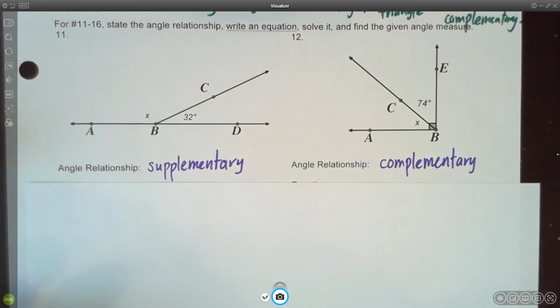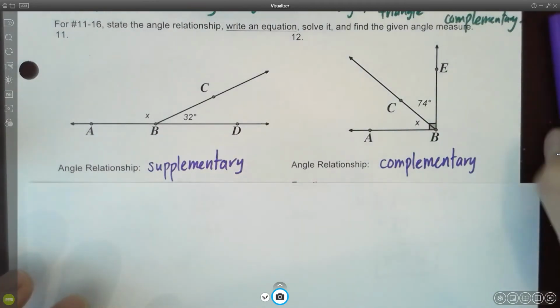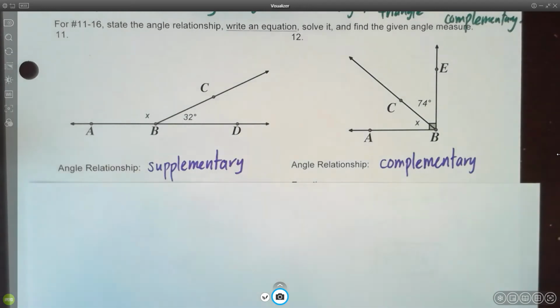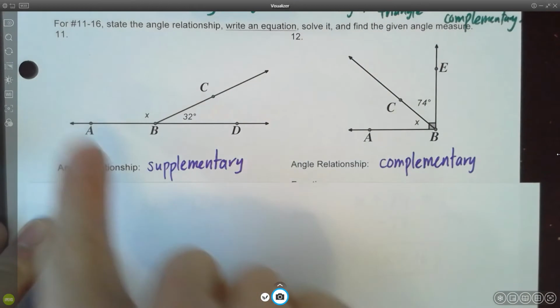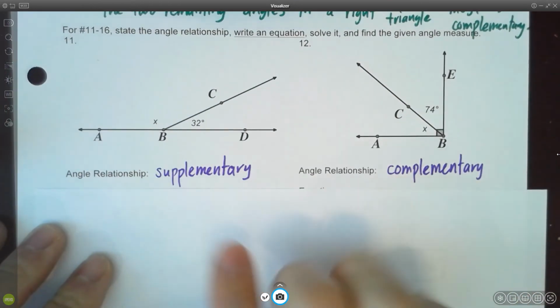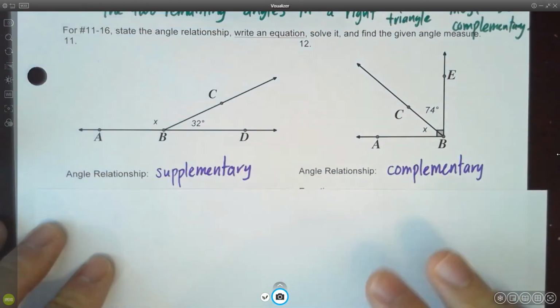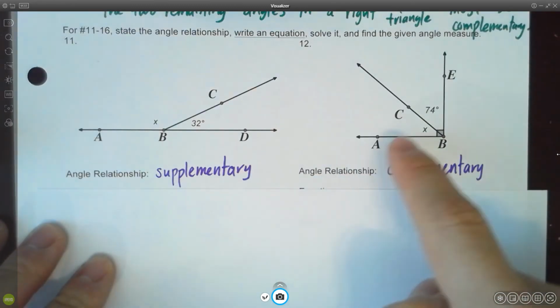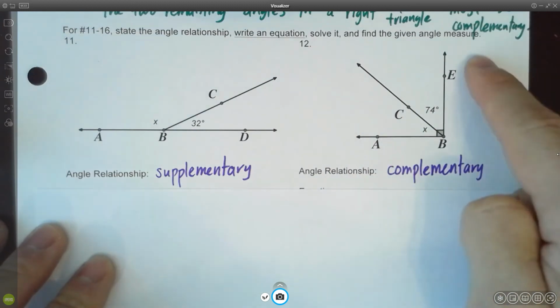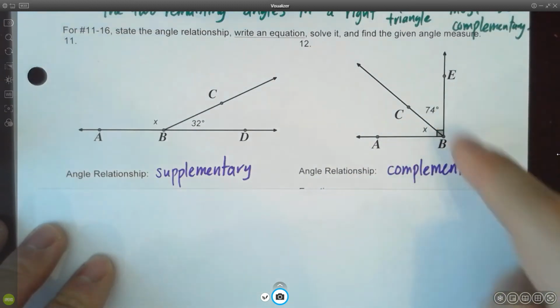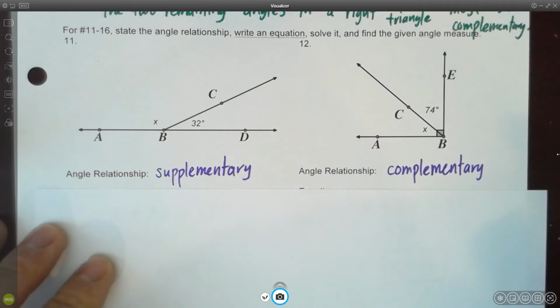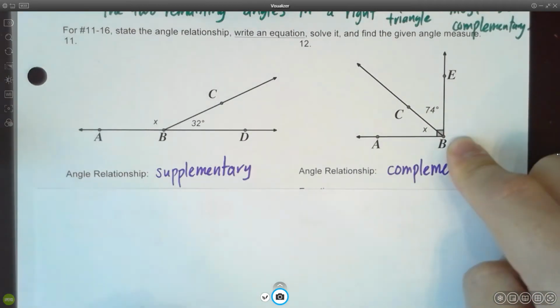So the next few examples that we're going to work with kind of push us to identify what type of angles are given. So right now for number 11, we could see that these two angles form a straight line. So we know that they are supplementary. Whereas for number 12, we know that these two angles right here form a 90-degree angle, which means that they are complementary.